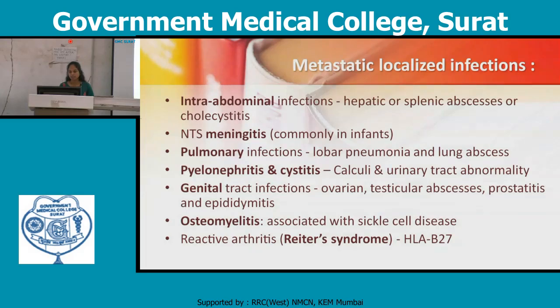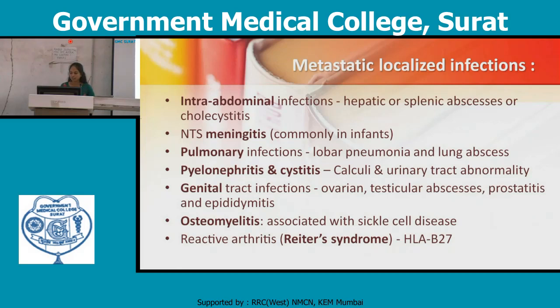NTS meningitis, commonly in infants. Pulmonary infections, that is lobar pneumonia and lung abscess. Pyelonephritis and cystitis, which cause calculi and urinary tract abnormalities. Genital tract infection causing ovarian and testicular abscess, prostatitis and epididymitis. Osteomyelitis, associated with sickle cell disease. Reactive arthritis, that is Reiter syndrome, HLA-B27.